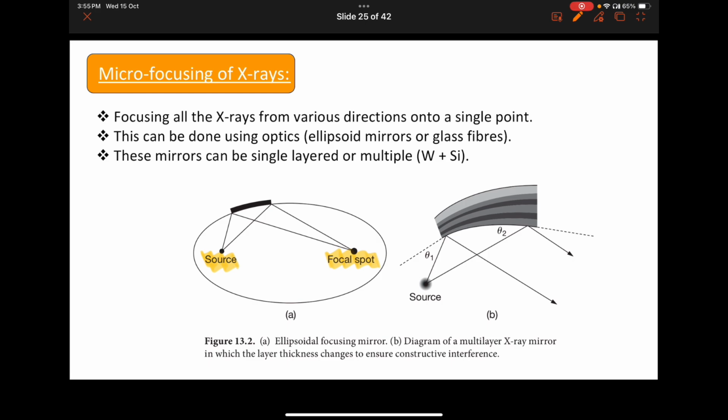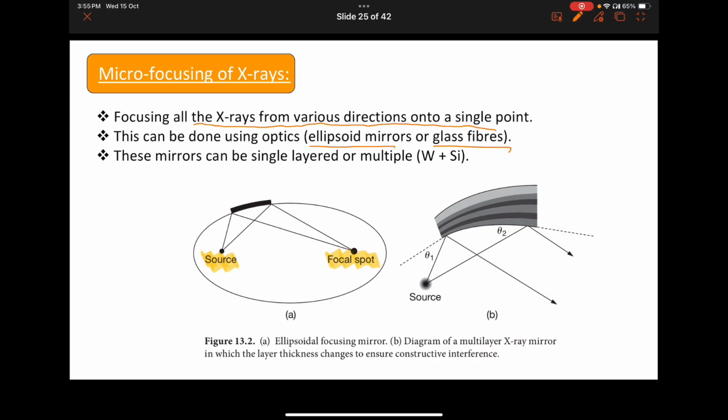So we are going to focus all these different directions of X-rays onto one particular point, one particular frame. We can do this using optics, using various mirrors like ellipsoid mirrors and glass fibers. We can use a single layered mirror or a multiple layered mirror as well.